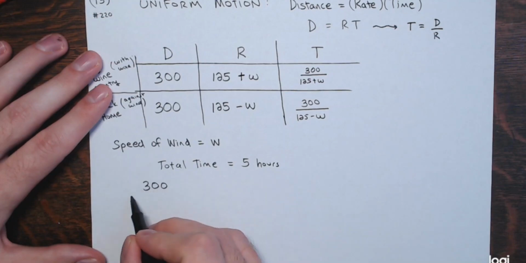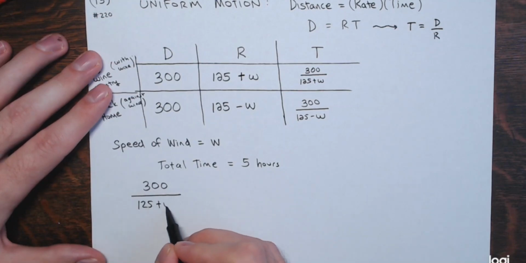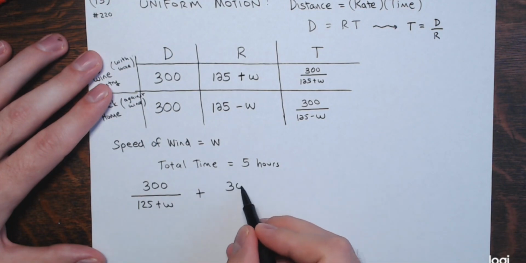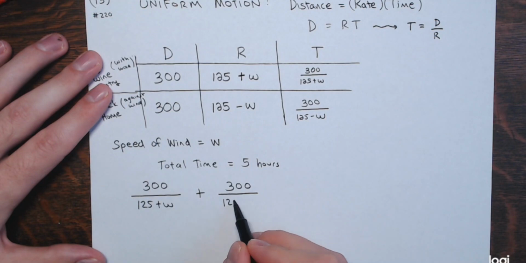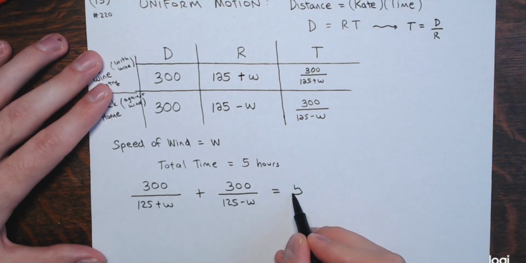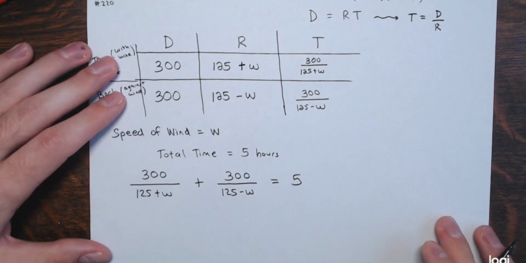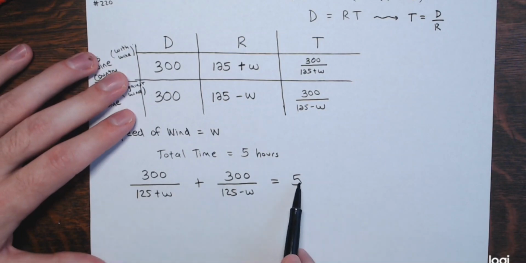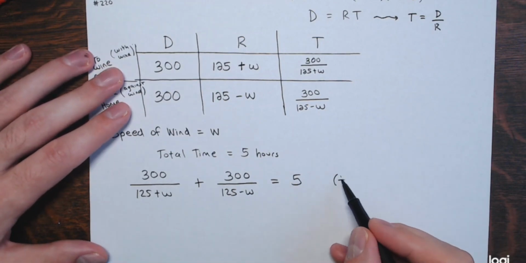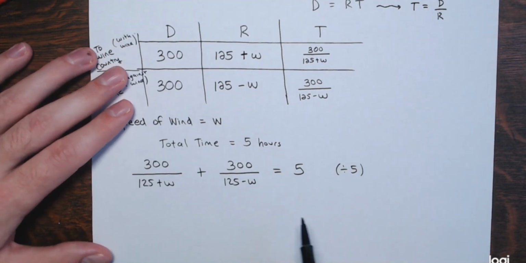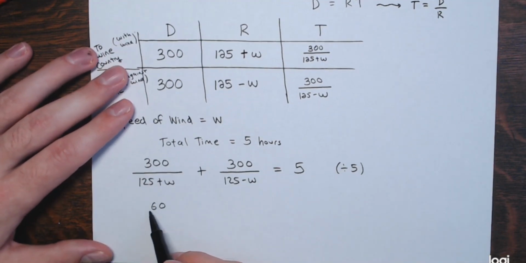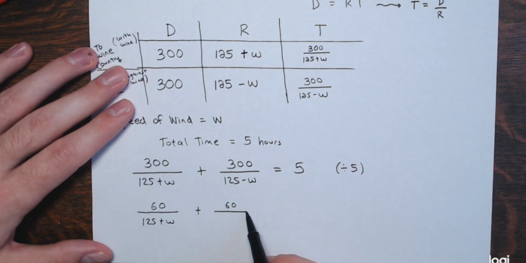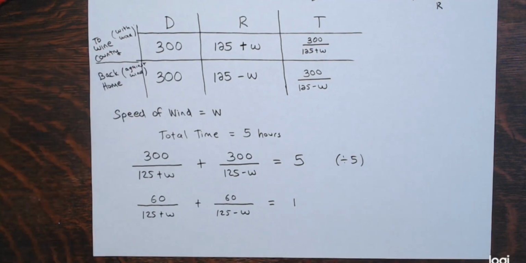And there's my equation. I'm going to write an equation from that. Total time is just the time to go to wine country plus the time to get back home. So 300 divided by 125 plus W plus 300 divided by 125 minus W equals 5. All right. Now, something I'm noticing is that 300, 300, and 5, all have a common factor of 5. So I'll divide by 5 just to make the numbers a little smaller. That'll make this 60 divided by 125 plus W plus 60 divided by 125 minus W equals 1.